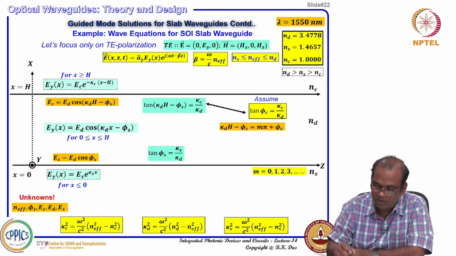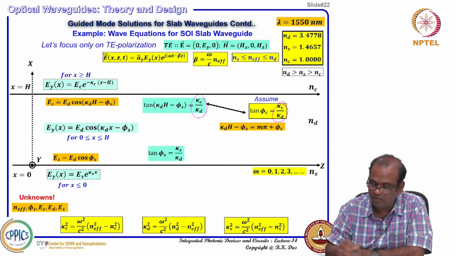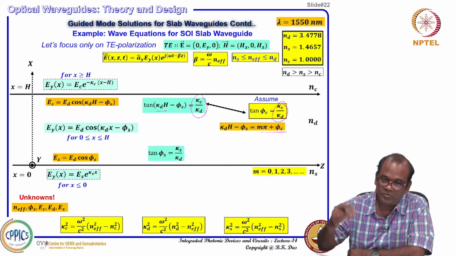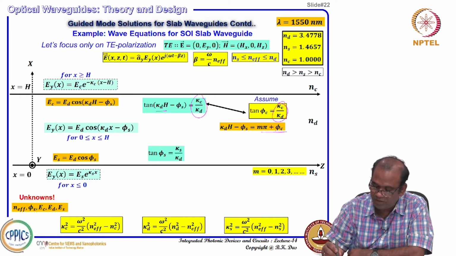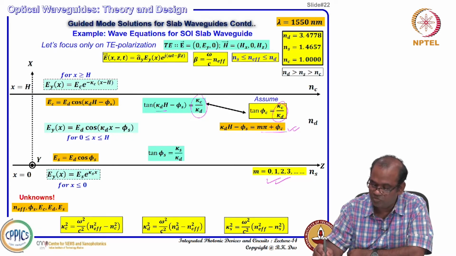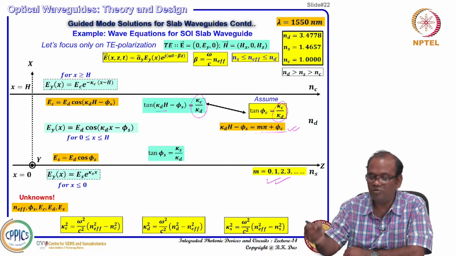In this equation we get kappa D H minus phi S, and on the right hand side phi C, if I compare these two. So, I can write kappa D H minus phi S equal to m pi plus phi C, because the tan function is periodic over pi. Okay. So, I am now getting a generic equation where m equals 0, 1, 2, 3, 4, and so on. This equation is true for all of these, so every pi it will be repeating.